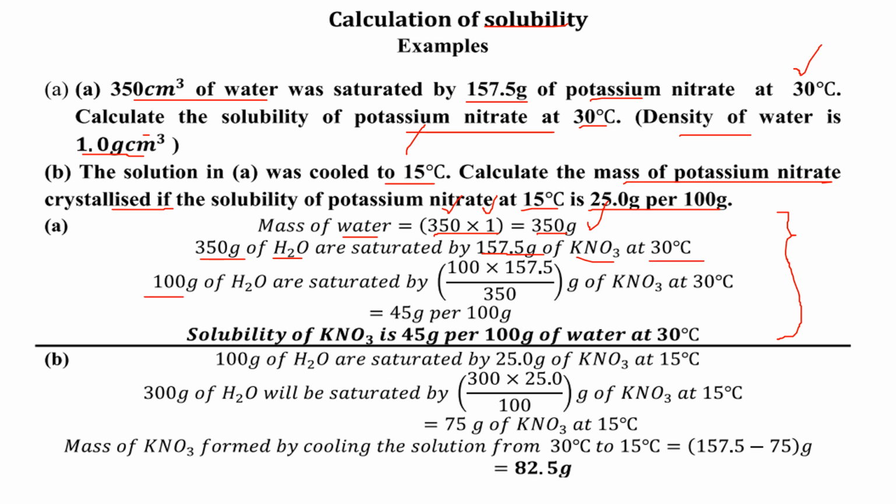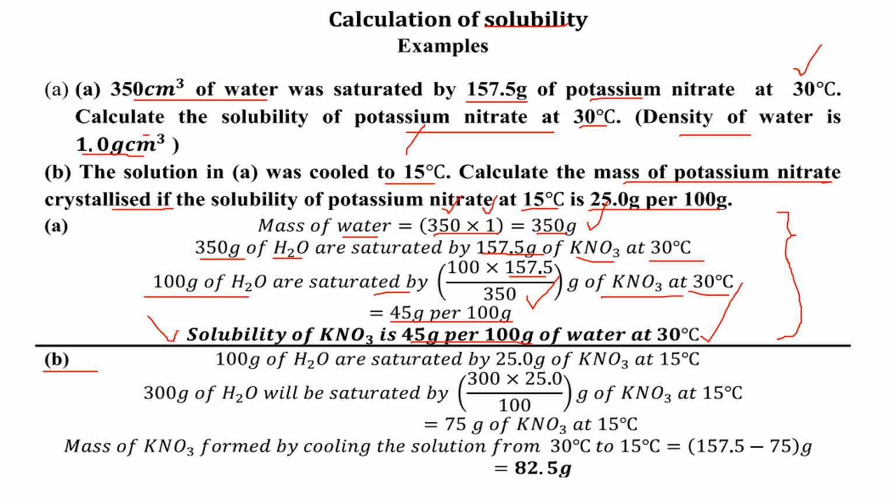Then what about 100 grams of water? Because that's what solubility is. It must be in 100 grams of a solvent. So 100 grams of water are going to be saturated by 100 times 157.5 divided by 350 grams of potassium nitrate, and this is done at 30 degrees Celsius, which is going to give us 45 grams per 100 grams of a solvent, which was our water. Therefore, that's our solubility. So you're going to conclude and say the solubility of potassium nitrate is 45 grams per 100 grams of water at 30 degrees Celsius.